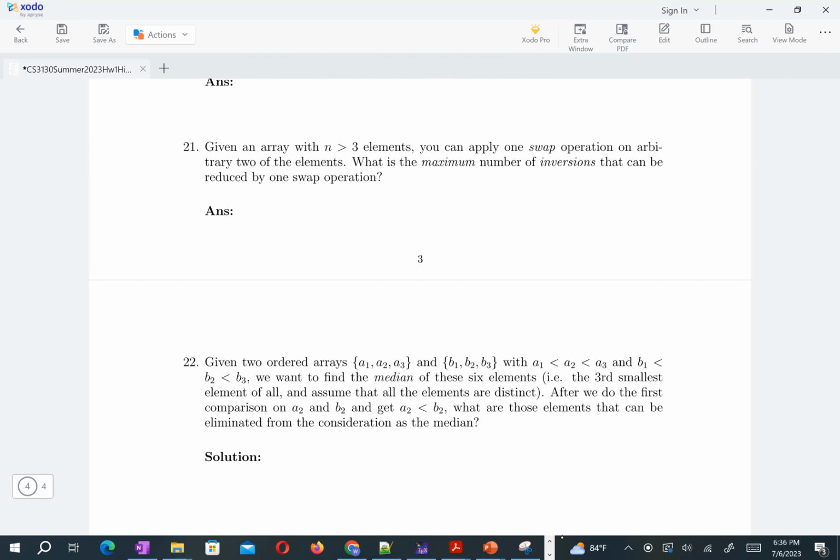First, you need to get an idea. All right, so maximum number of inversions. So we just swap 2 of them. All right. First, this one is very hard. Yeah, this one is very hard.